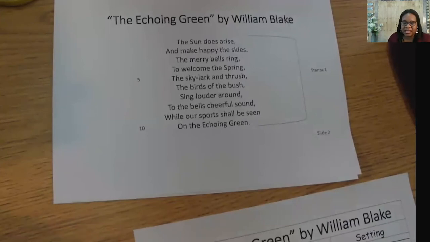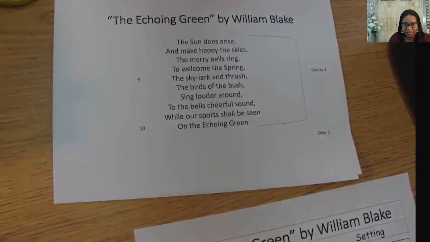The sun does arise and make happy the skies. The merry bells ring to welcome the spring. The lark and thrush, the birds of the bush, sing louder around to the bell's cheerful sound, while our sports shall be seen on the echoing green.